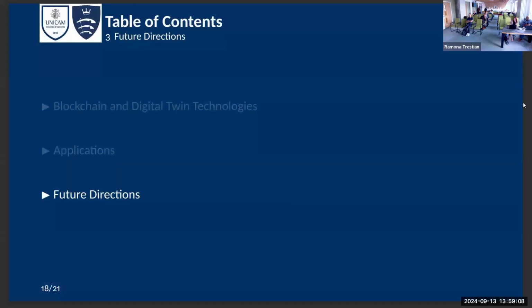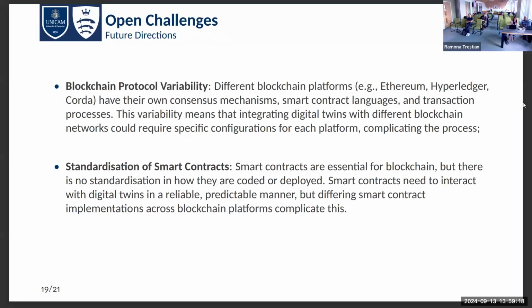And finally, clearly, integrating blockchain and digital twin at the same time is not at all easy because there are some open challenges that are not covered. For example, one of the main problems is that the blockchains that we have today are very different from each other in different properties, for example in the consensus algorithms, in the cryptographic primitives, in the language for smart contract development. And so it is not easy at all to integrate such kind of platform with other systems, specifically also because we do not have a standard for smart contract development.